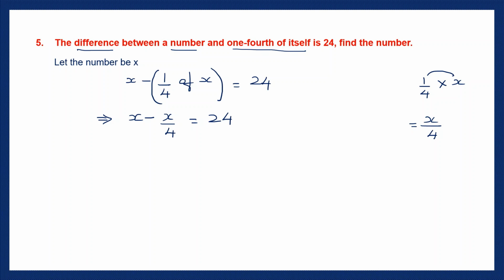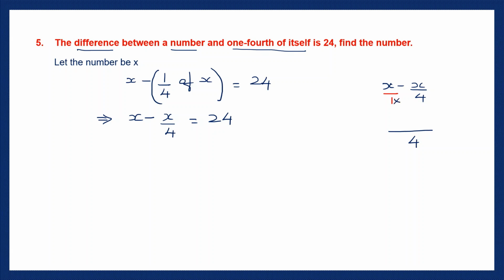So now as you can see, here we have x minus x by 4. So this is subtraction of fractions. So we're going to do subtraction of fractions now. So that will be x minus x by 4. So let's give this x the denominator 1. Now we have to find the LCM of 1 and 4, which is 4.